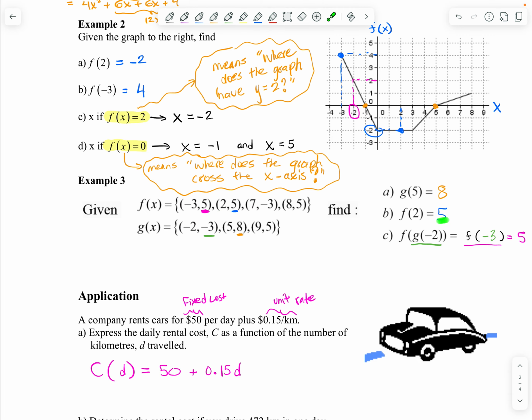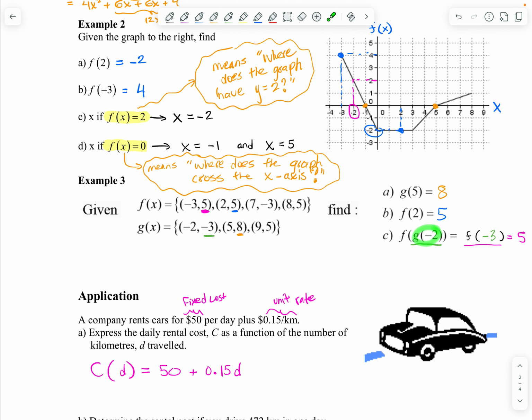So it's 5. Now this one is like the nesting again. It's the composite function. I'm looking at g of -2 first. What does the g function produce when an input of -2 is fed in? An input of -2 in the g function gives me an output of -3. So I'm actually just trying to find f of -3.